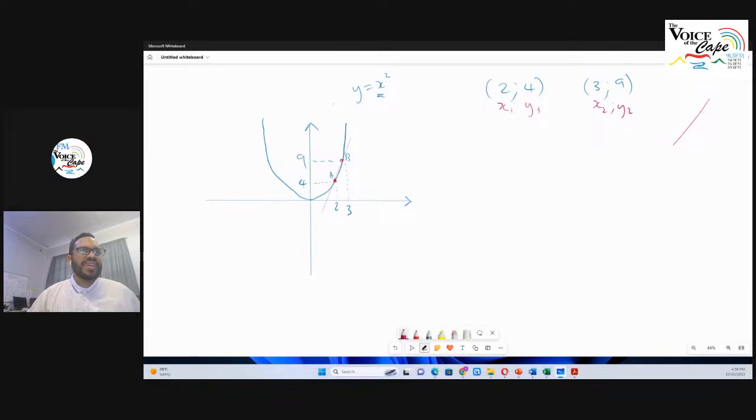Then the average gradient between points A and B is simply the gradient of the line joining A and B. So m of AB is equal to y2, which is 9, minus y1, which is 4, divided by 3 minus 2. What's 9 minus 4? 9 minus 4 is 5, and 3 minus 2 is 1. So the answer is just equal to 5.